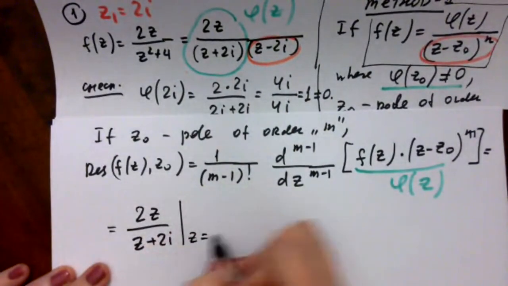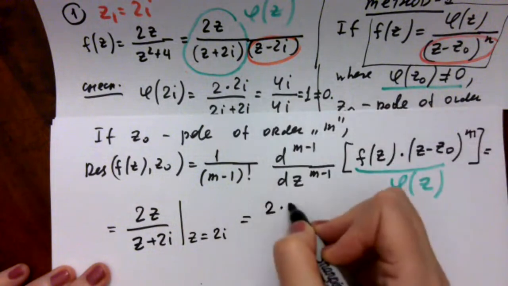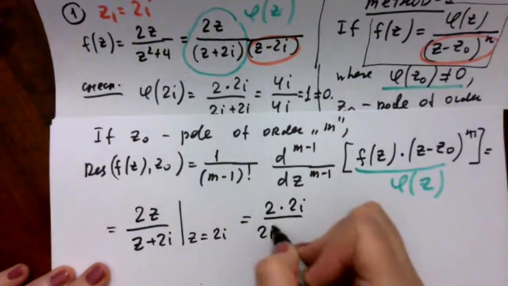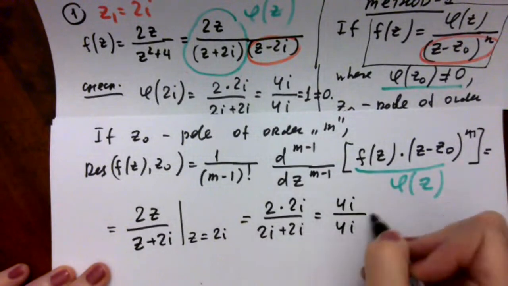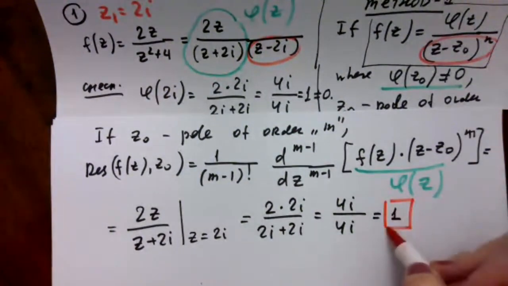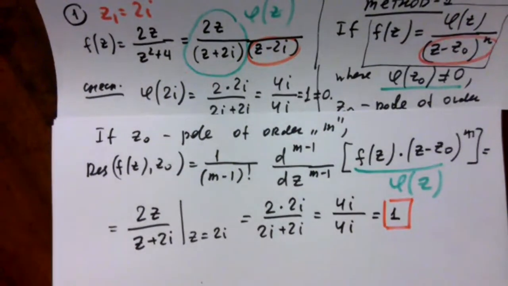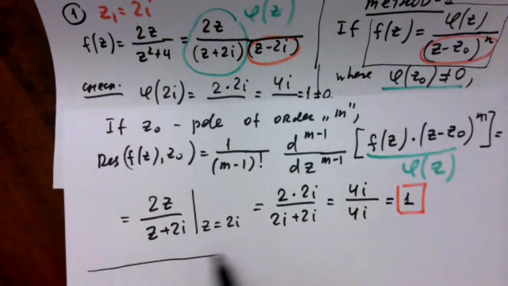And we need to calculate it in our point 2i. We actually did it before without knowing it. Okay, so 2i plus 2i, we have 4i divided by 4i each one. So we already have the first residue in the point 2i. Now we need to do something similar for the second point.